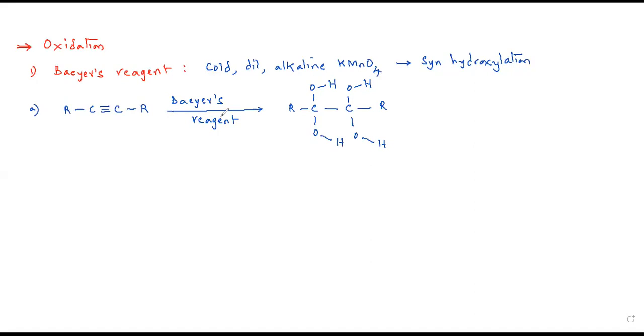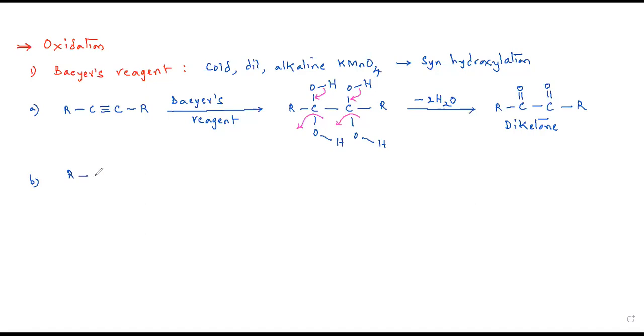Now after this, as I said earlier also, a carbon atom having two hydroxyl groups is unstable, right? So it undergoes elimination of water. Remove two water molecules and you will get a diketone. This is when a non-terminal alkyne or internal alkyne is taken.